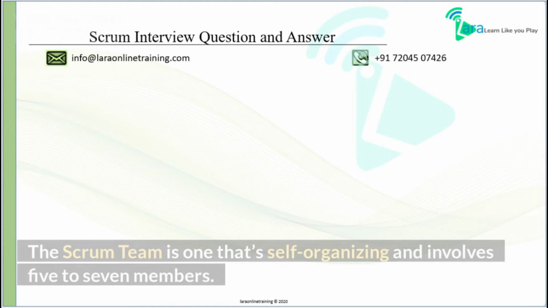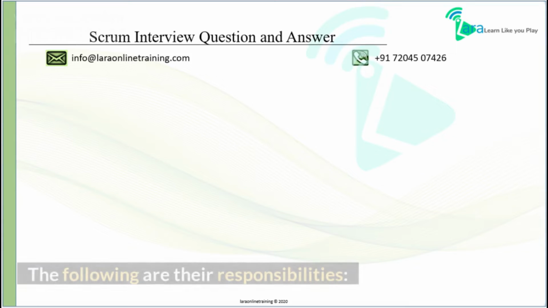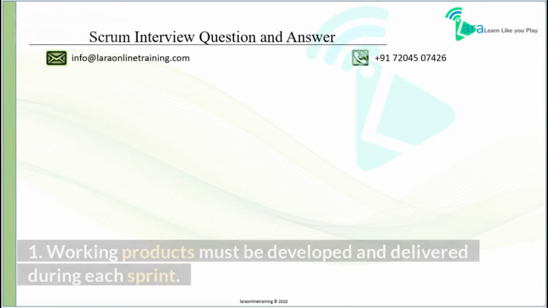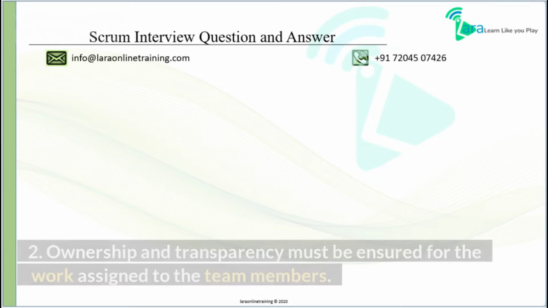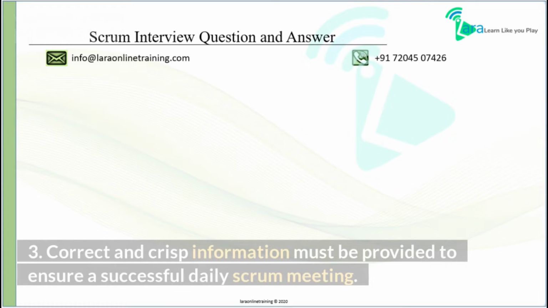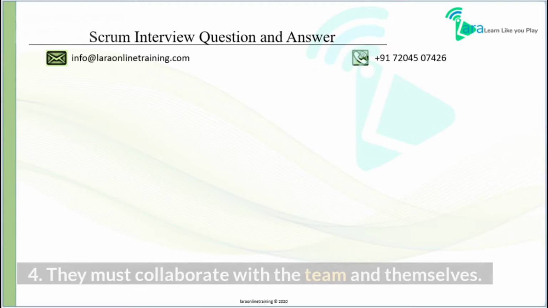3. What are the responsibilities of the Scrum Team? The Scrum Team is one that's self-organizing and involves 5 to 7 members. The following are their responsibilities. 1. Working products must be developed and delivered during each sprint. 2. Ownership and transparency must be ensured for the work assigned to the team members. 3. Correct and crisp information must be provided to ensure a successful daily Scrum meeting. 4. They must collaborate with the team and themselves.